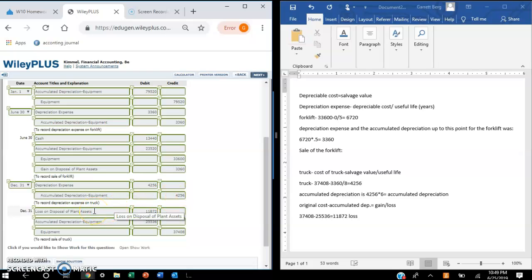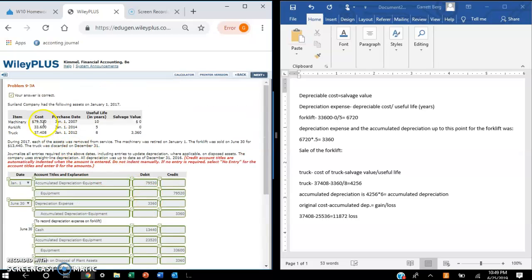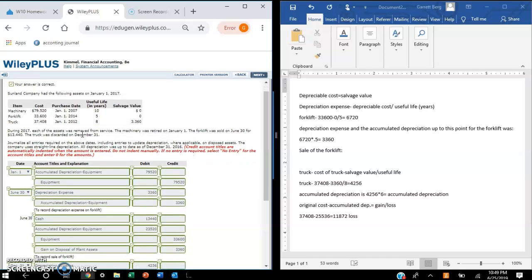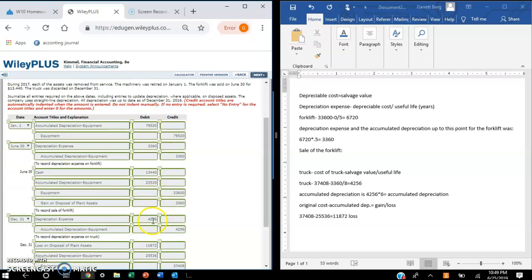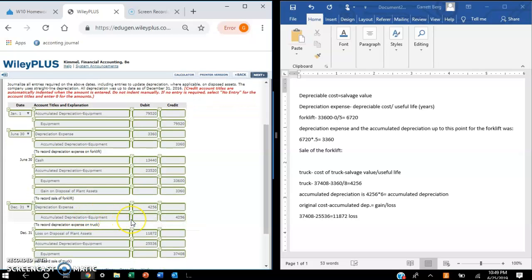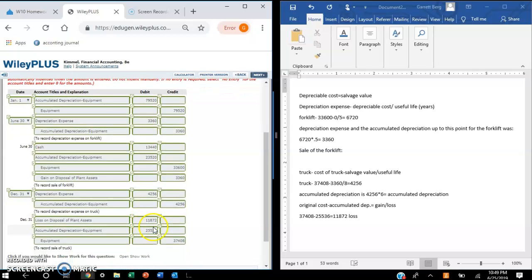The last part is where we dispose of the truck. We need to find the accumulated depreciation of its life so far. Purchased in 2012, and we know the date is 2017. Since it was a full year, it really was 6 years. So we take that 4,256 depreciation expense, and we multiply that by 6, the number of years it's been so far. So we get 25,536 for the accumulated depreciation of the equipment as of now.